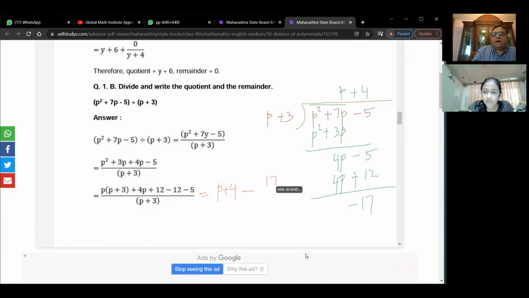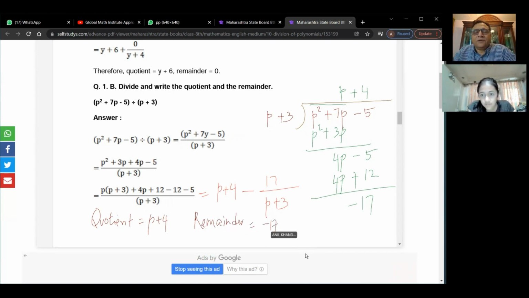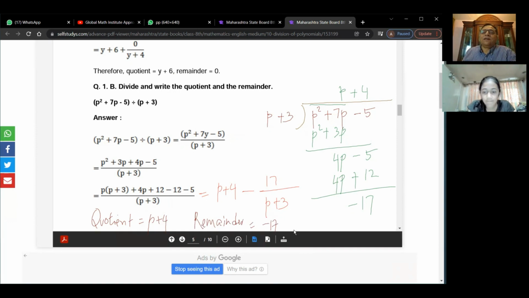We still need to divide this by p plus 3, correct? So you can now write down the answer, which is quotient is p plus 4 and remainder is minus 17. Is that clear to you? Any difficulty? No. Absolutely clear. See how easy it is?